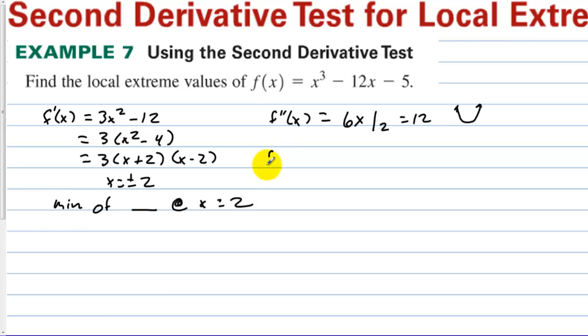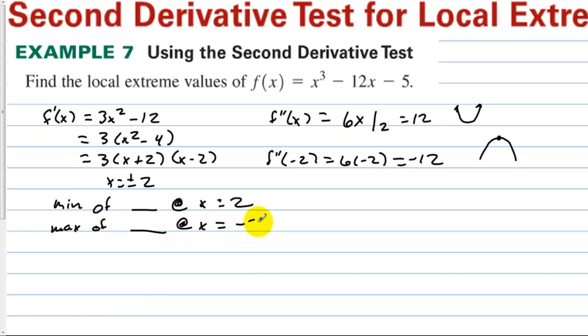And then if we have f double prime of negative 2, that's 6 times negative 2, which is telling us that the function is concave down at negative 2, and so that must be a local maximum. So we have a maximum of blank at x equals negative 2, and a minimum of something at x equals 2. Let's plug 2 in. We have 8 minus 24 minus 5. Negative 16 minus 5, that's negative 21. And when we plug in negative 2, we have negative 8 plus 24 minus 5, that's 16 minus 5, which is 11.